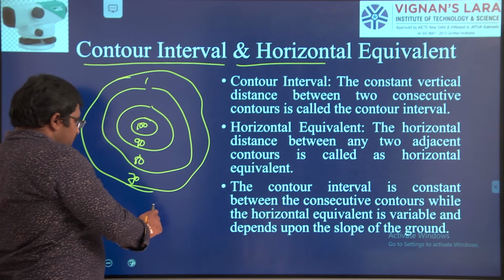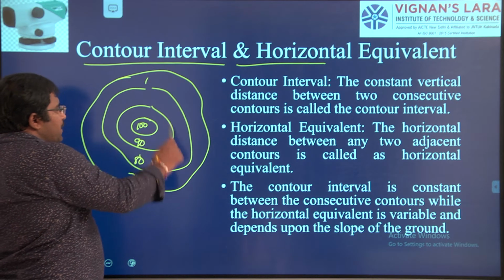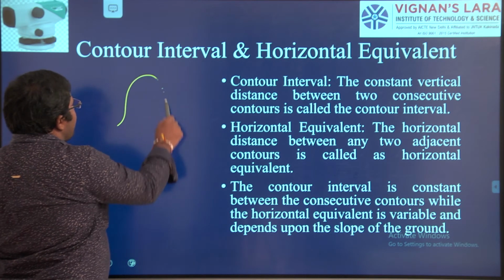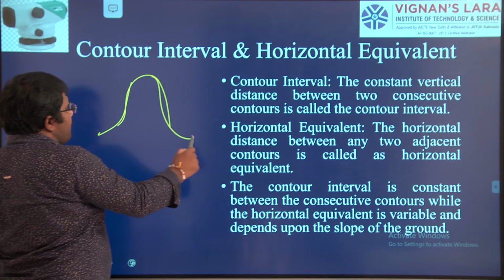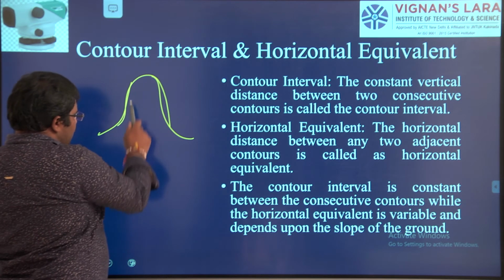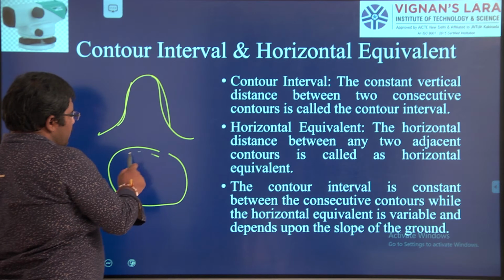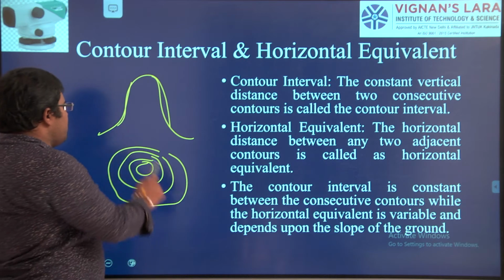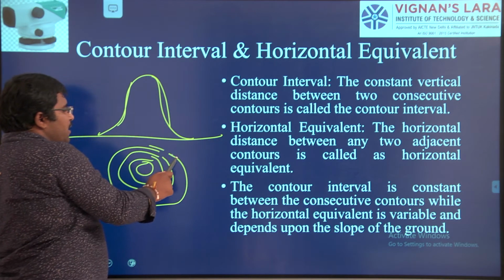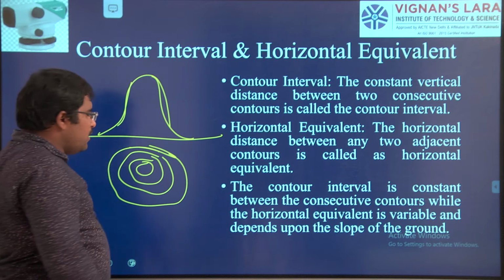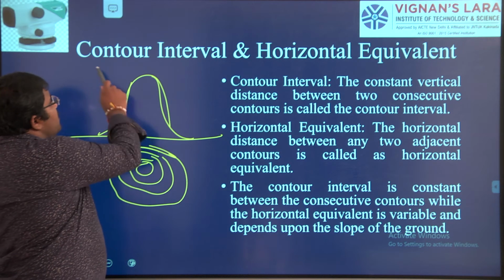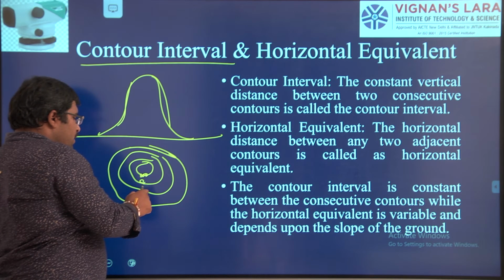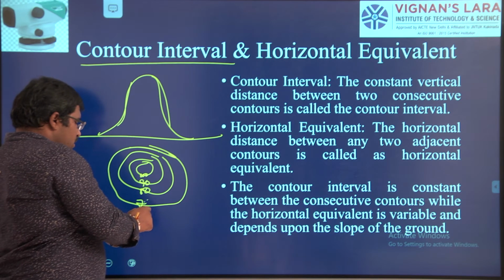And if you are marking on the vertical plane, with the help of this I have a contour map. This is the mountain. For the mountain I got a contour map like this. Now the first thing, contour interval. What is the contour interval? Here I have 100, 90, 80, 70.